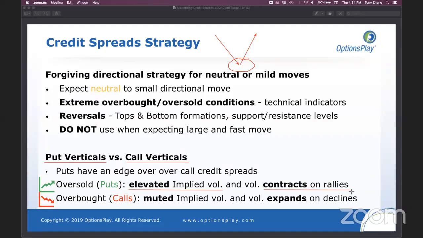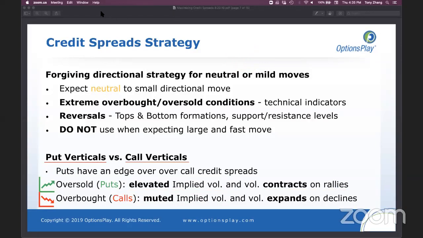So what you have is not only the directional trade working in your favor, you also have volatility working in your favor. Because remember, whenever you're selling these types of options, you're short volatility. So you want volatility to actually contract. And the only time this happens is when the stock drops, volatility is high, and when it rallies back higher, volatility contracts. So you have delta working in your favor, you have theta working in your favor, and you have volatility working in your favor, or vega.